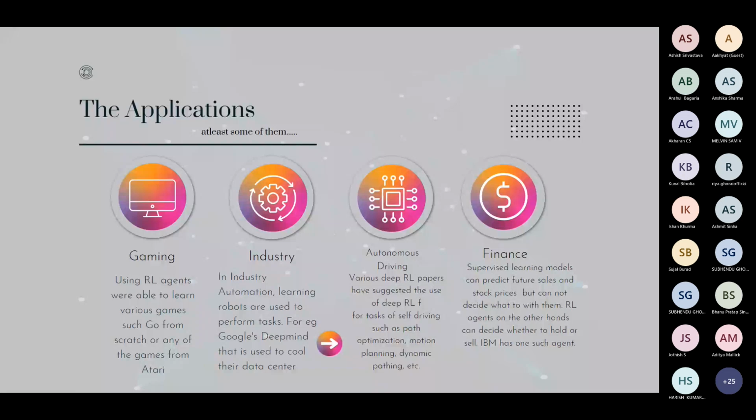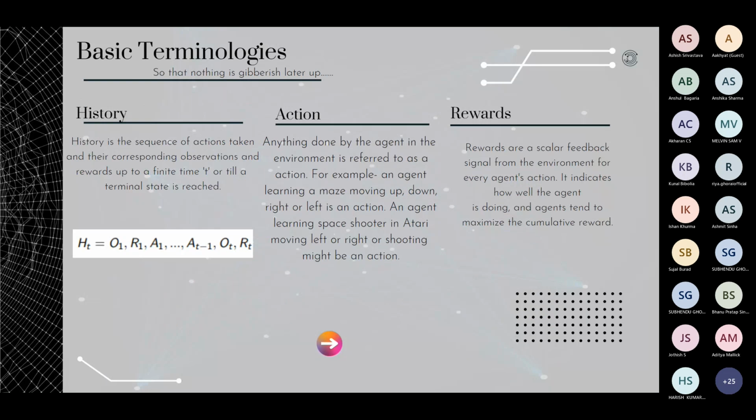Now, some of the basic terminologies we'll need to understand reinforcement learning. First, history. History is the sequence of actions that your agent takes, the observations that it sees, and the rewards it gets from the environment. As you can see here, it is like a stream of data. O1 is the observation at timestamp 1, R1 is the reward at timestamp 1, and A1 is the action it takes at timestamp 1, followed by O2, R2, and A2, and finally up to A(T-1), OT, and RT.